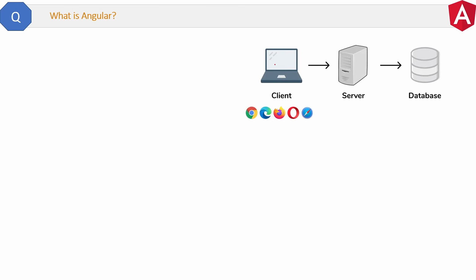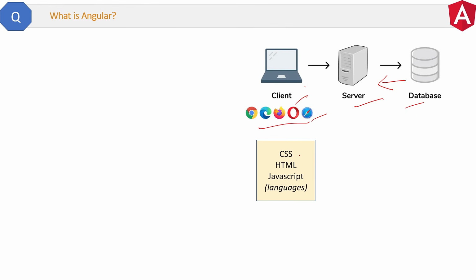See, this is the way a web application works. The client, with the help of a browser, will send a request to the server, and then the server will get the data from the database and respond back. Now your browser understands three languages: CSS, HTML and JavaScript. Server languages are C#, Java, PHP and many more.